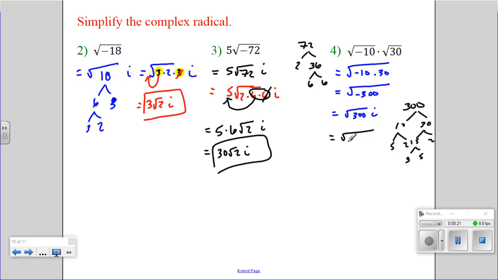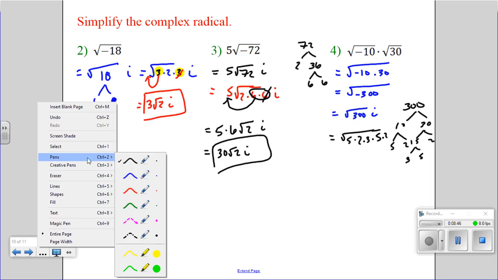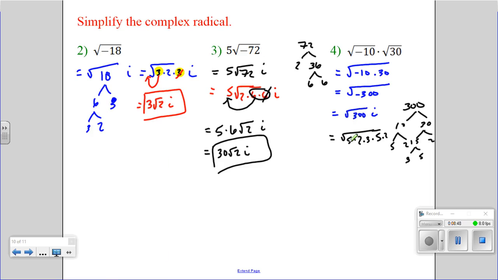All right, so under the radical, I'm going to put 5 times 2 because that's 10, my 10 branch. Then 3 times 5 is my 15 branch. And then times 2 to get the rest of my 30 branch. So I have 5, 2, 3, 5, 2. So again, I see a pair. I have a pair of 5s and I have a pair of 2s. They don't have to be side by side.